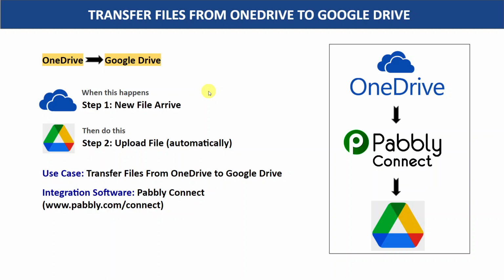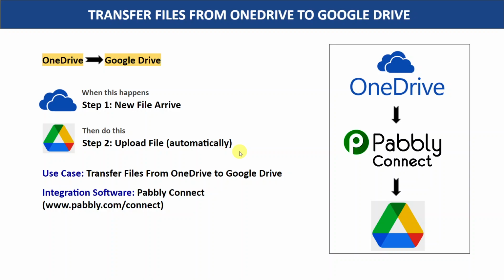But the problem here is there is no direct connection between OneDrive and Google Drive. To build a connection, I'm going to use an integration and automation software, that is Pabbly Connect, with the help of which we will be able to sync OneDrive with Google Drive so that whenever a new file arrives in OneDrive, it will automatically get uploaded in Google Drive. And the best part of using Pabbly Connect is it doesn't require any kind of coding skills or programming knowledge.